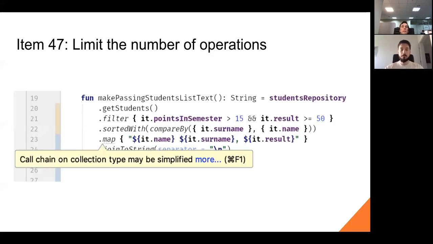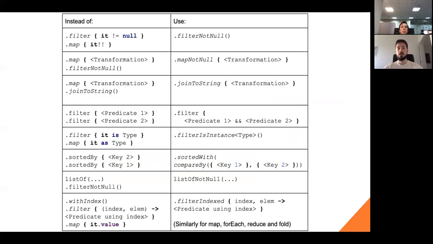So sometimes we have some suggestions from IntelliJ, but they are still very limited. So that's why I still keep this item. Hopefully one day they will be all well suggested by IntelliJ, and then I will just remove it. But for now, here is my small list of alternatives that should be used instead of some bunches of operations.